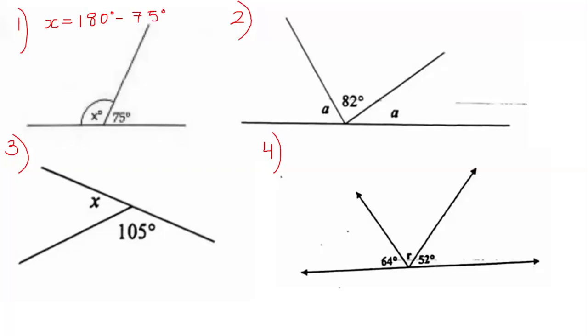And class, what do y'all get when y'all subtract the two? 105. 180 minus 75 is 105. Very good. So the correct answer here is 105. Anyone else got 105 degrees? Let me know if you got that. Excellent job. Very good. All right, let's do number 2.